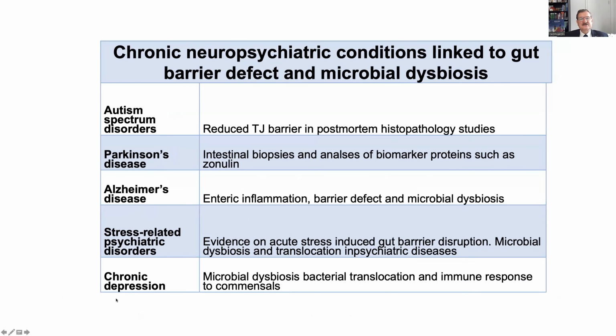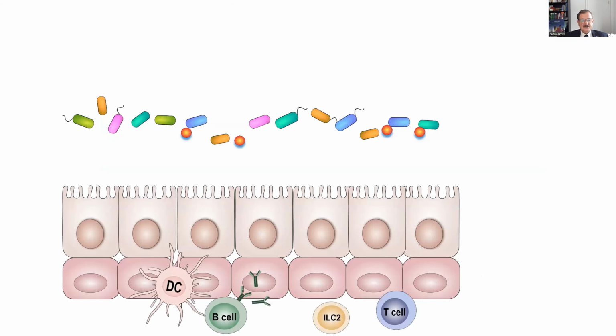The third group of diseases are chronic neuropsychiatric conditions. We don't have good models, but when you take biopsies at the right time, you can see that enteric inflammation, barrier defect, and microbial dysbiosis are seen. This group of diseases includes autism spectrum disorder, Parkinson's disease, Alzheimer's disease, stress-related psychiatric disorders, and chronic depression. And the prevalence of these diseases is also increasing nowadays.